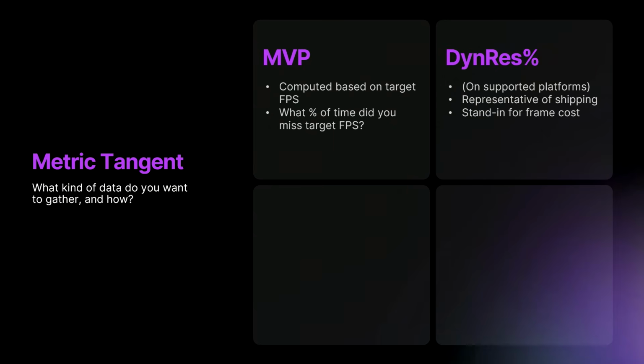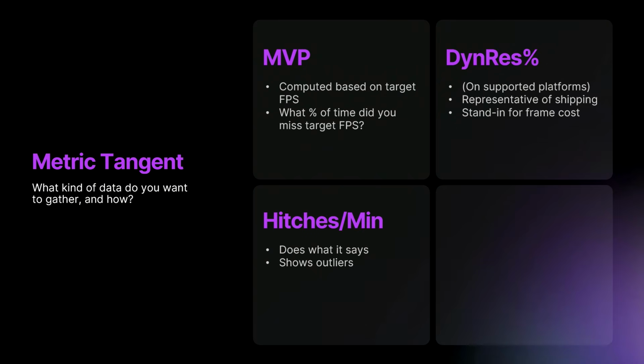And then that dynamic resolution percentage, again, on the supported platforms, but this gives you a representative idea of shipping. And this is kind of a stand-in for the cost of a frame, right? If I'm running at 45% dynamic resolution at 16 milliseconds on the GPU, that's not necessarily what we might want in most situations. We'd want that to be more like 55, 60, 75.